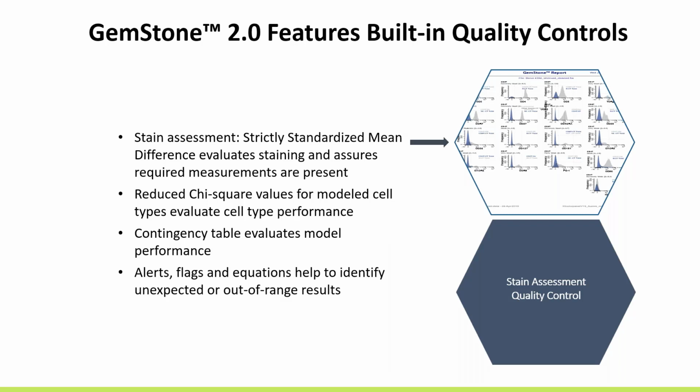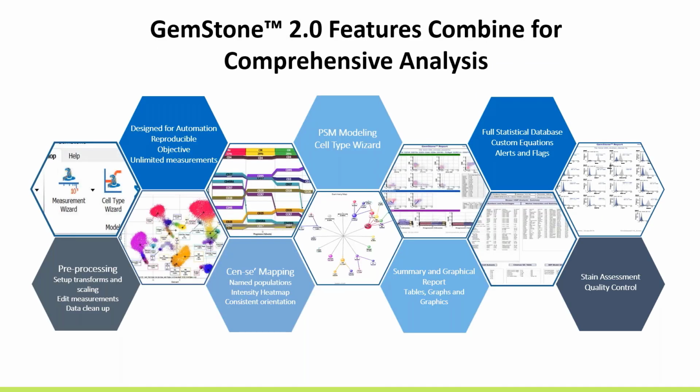There are built-in quality control measures, which include stain assessment, which uses the strictly standardized mean difference method to evaluate staining. There's a contingency table that evaluates the overall model performance and reduced chi-square values that evaluate modeled cell types. Alerts, flags, and equations can be set up to identify unexpected or out-of-range results. So all of these features and more actually combine to provide a comprehensive automated analysis that is interpretable, reliable, fast, and reproducible.